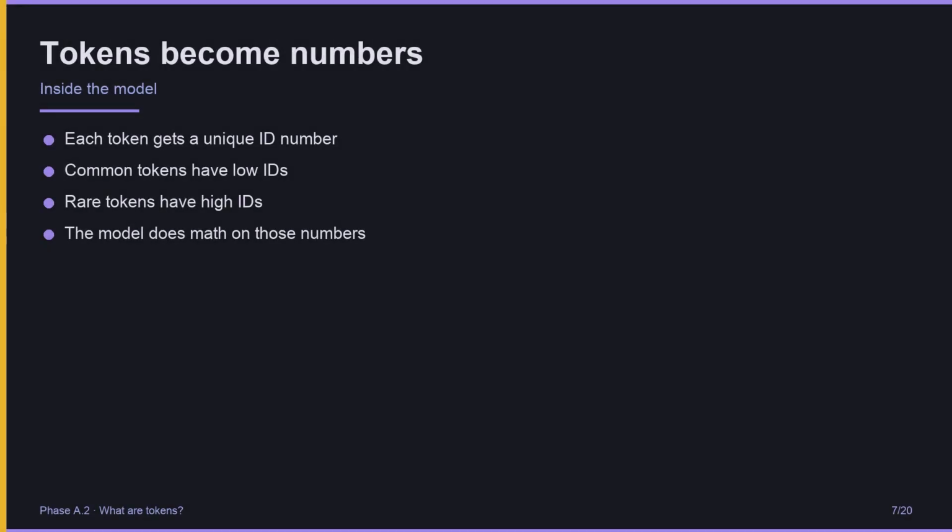Here is the next step. Each token gets a unique ID number, an integer. Common tokens like "they" have low IDs, because they were numbered first. Rare tokens have high IDs. Inside the model, your prompt becomes a list of numbers. The model does heavy math on those numbers, finds patterns, and produces the next number, which gets translated back into a token, which gets shown to you as text.